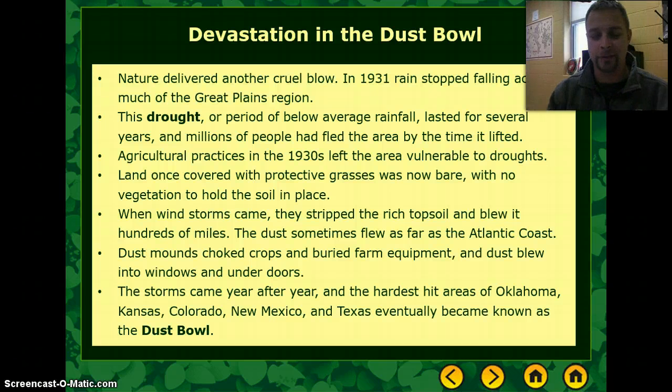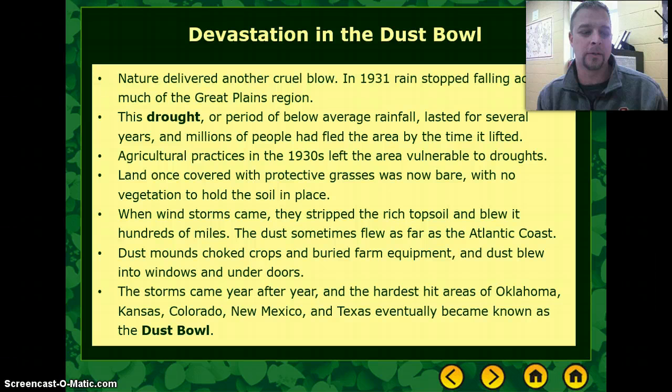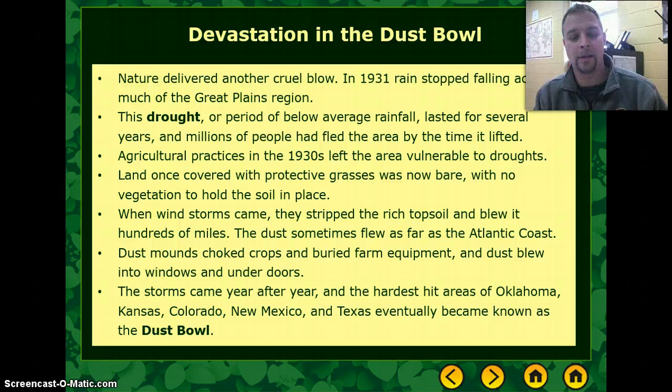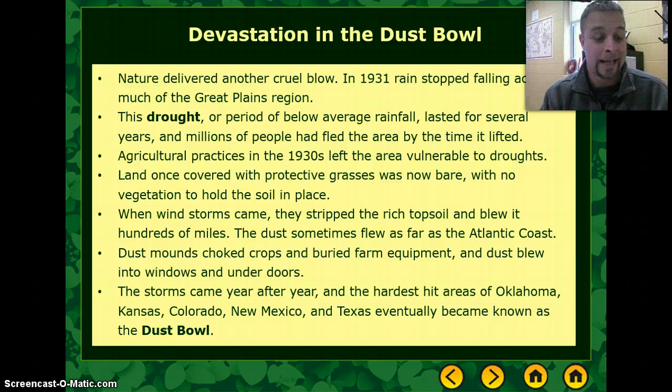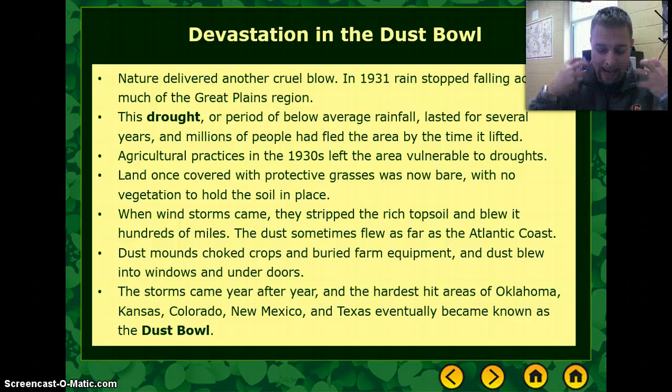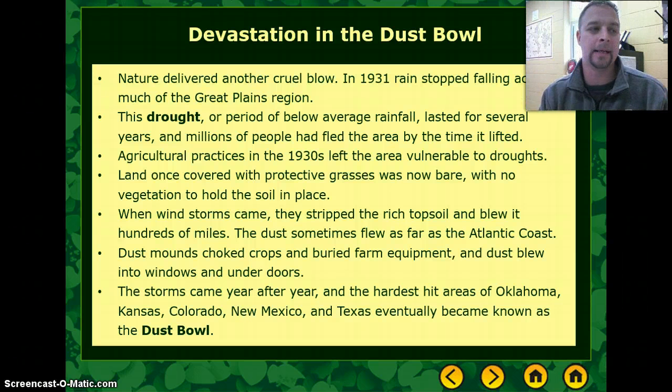And this dust, when it settled in other places, would choke out crops, bury farm equipment, blow into windows and under doors. And year after year, this continues to happen. And the hardest hit areas were Oklahoma, Kansas, Colorado, New Mexico, Texas. They become known as the Dust Bowl. And in fact, thousands of children especially and elderly die of inhaling all of this dust. It becomes a plague of sorts on Plains families.